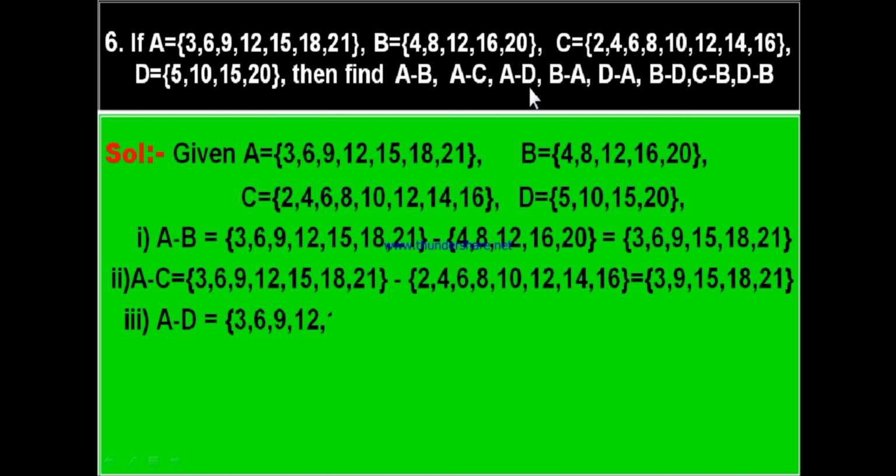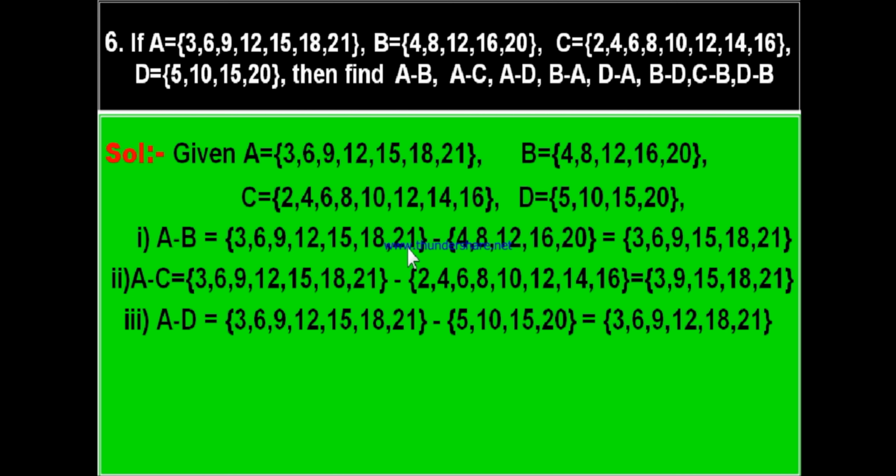Now third bit is A minus D. Write set A first, this is set A, minus set D, means set 5, 10, 15, 20. This is set D. Now subtraction. Subtraction means you have to write the elements that are present in first set only. 3, you could not find 3 in second set, therefore write 3. 6 is not there, therefore write 6.